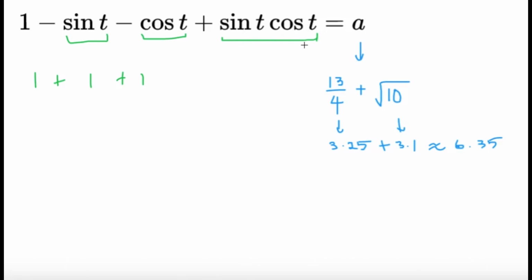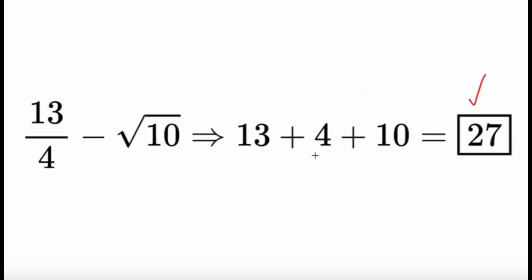Since sine t and cosine t are both less than or equal to 1, a nice upper bound here is that the left side would be less than 4. But if we take the positive sign as the other root of the quadratic equation, that's going to be approximately 6.35, and that would be the reason why we can simply rule out the positive one, and we conclude that it's the negative one. So again, the final answer to this question would be 13 plus 4 plus 10, which is equal to 27.